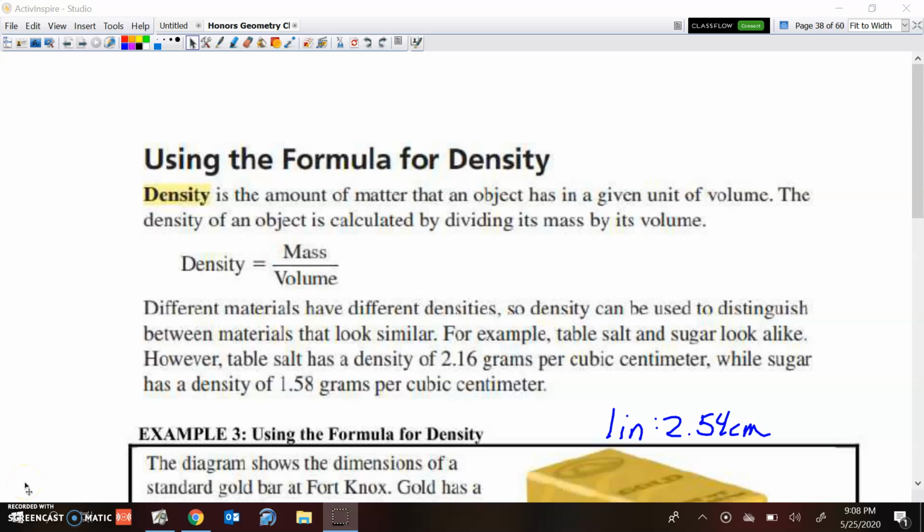Alright, so now we're going to continue with lesson 11.5. So here we're going to talk about density. They give a great definition. Density is the amount of matter that an object has in a given unit of volume. So that's how this relates to this lesson, because we're talking about volume. The density of an object is calculated by dividing its mass by its volume. Okay, so that's our formula. You can abbreviate it as D equals M over V.